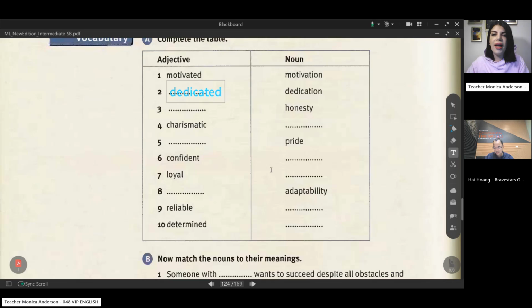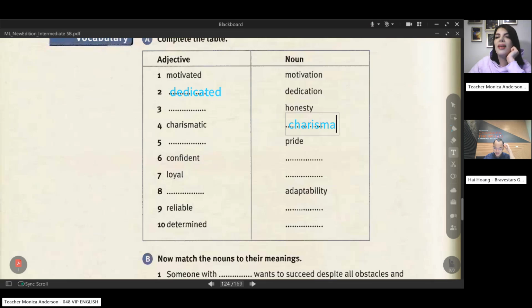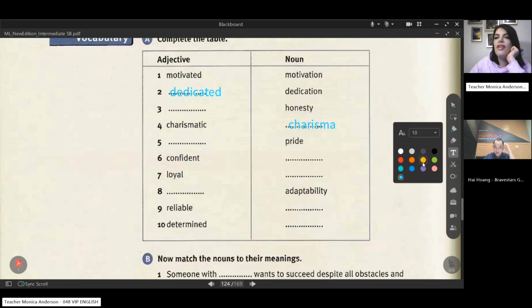Okay, the next one, honesty. Honest. So you know this, of course, honest. And the next one, number 4, charismatic. Charisma, of course. If you have charisma, it means you are charismatic. So it's charismatic and charisma.